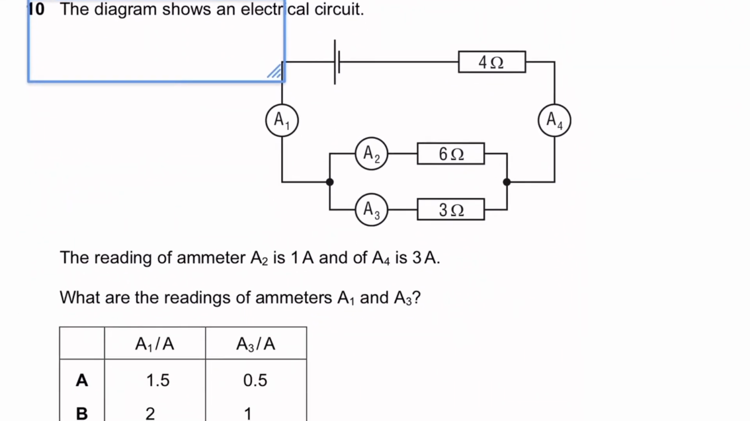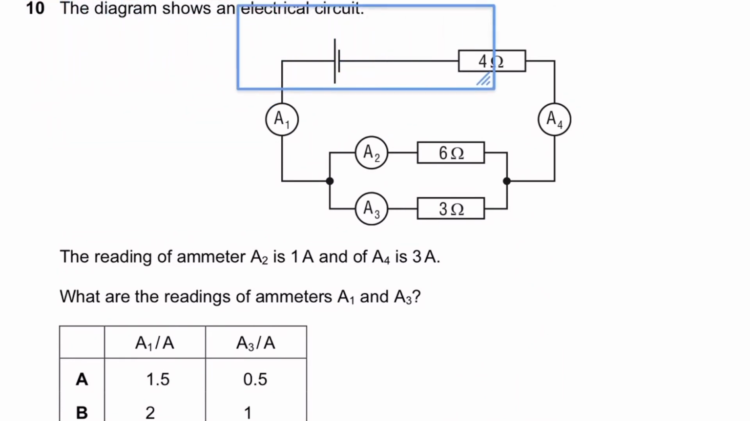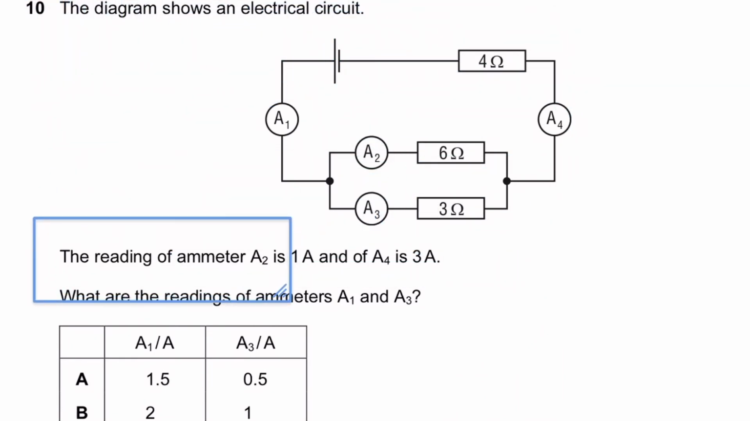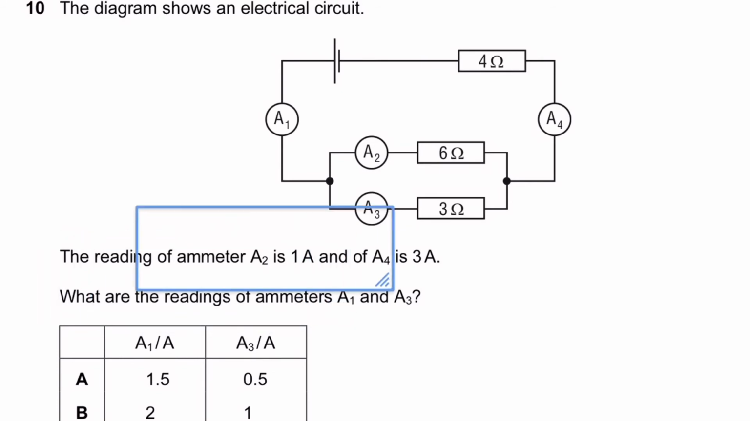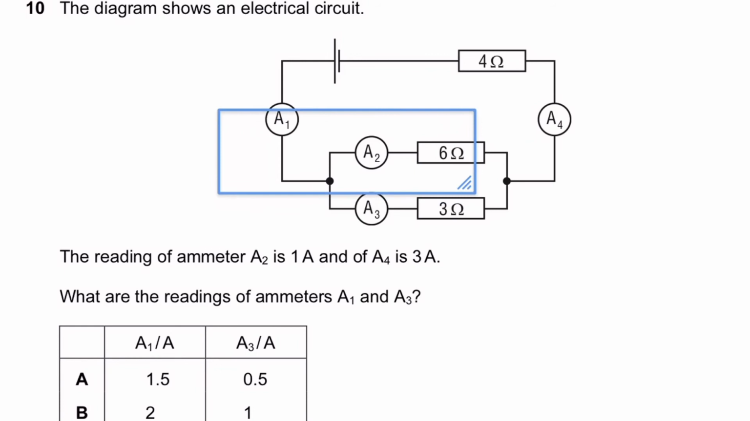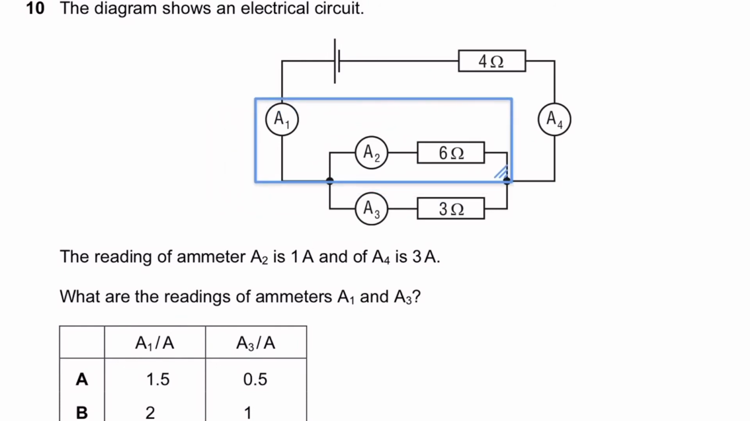Now move on to question 10. The diagram shows an electric circuit, which is shown here. It looks intricate, but it's actually simple. Okay, the reading of the ammeter A2, which is right here. Wait, where is it? Okay, which is right here. Let's label that first.